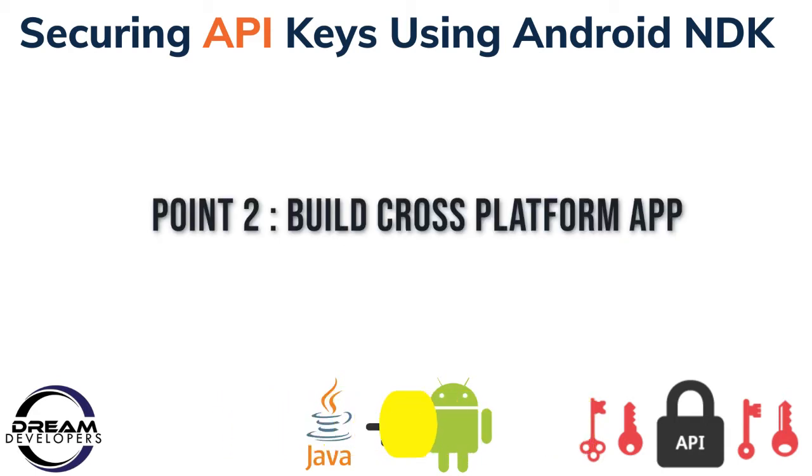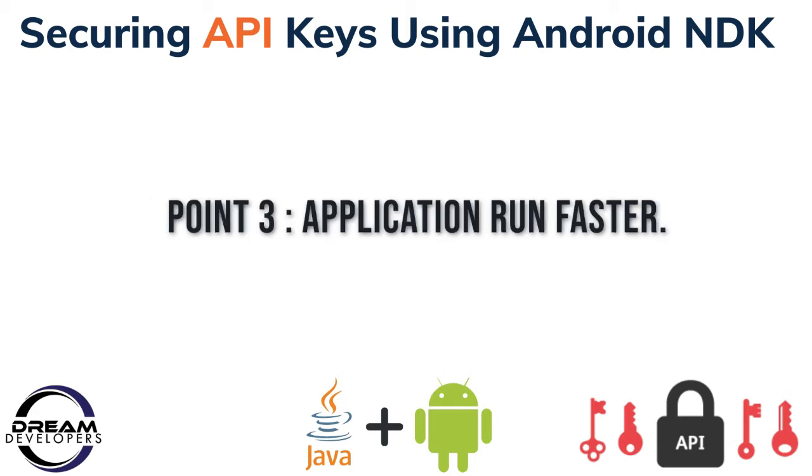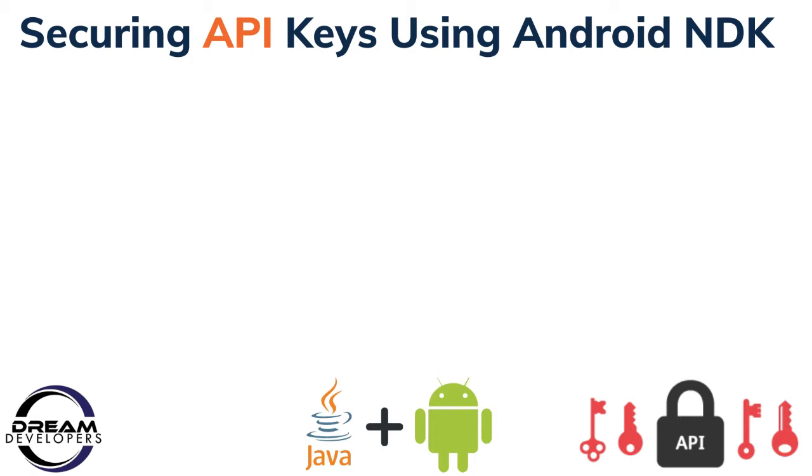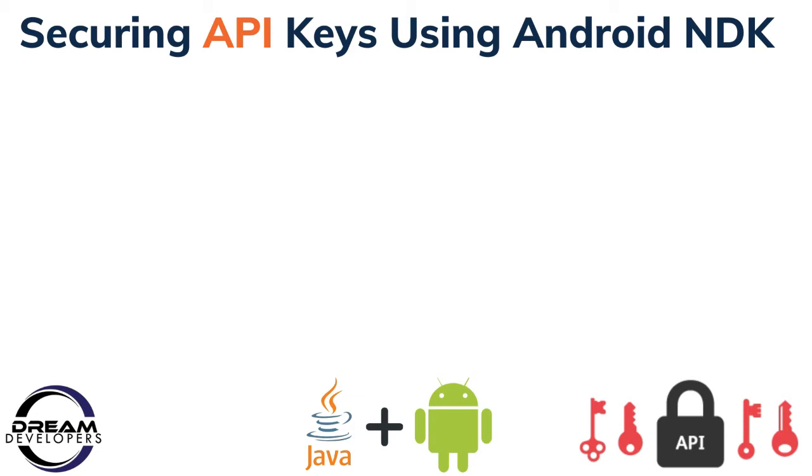Second point, we can build cross-platform applications using NDK. It means an app which runs on Android as well as on iPhones. Third point, the app runs faster. Native code runs faster than other code, so our application becomes faster. So these are the basic advantages of NDK, and generally all developers use NDK to secure their API keys.